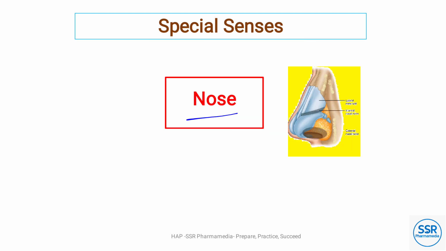So, the nose. You can see the structure of the nose: the external nose and the septum of the nose.